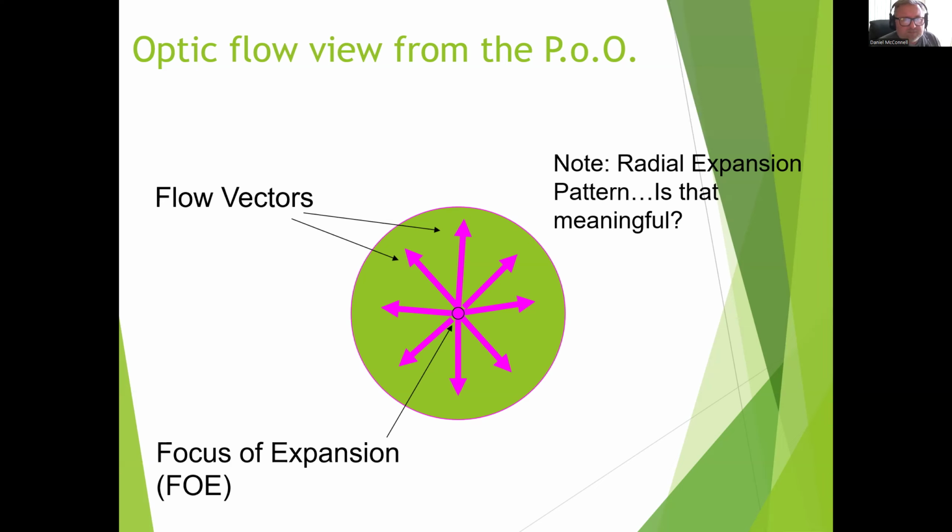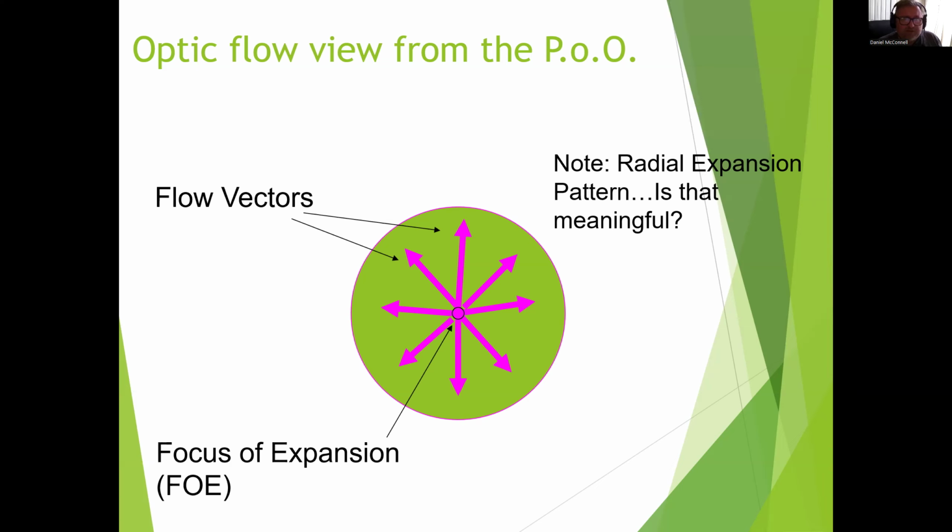First, what does the radial expansion pattern itself mean? Expansion here meaning that the arrows are pointing outward, indicating that everything in front of you is expanding. And so, of course, that means approach, right? As you walk towards a door, it expands in your field of view. It gets bigger in your field of view, right?